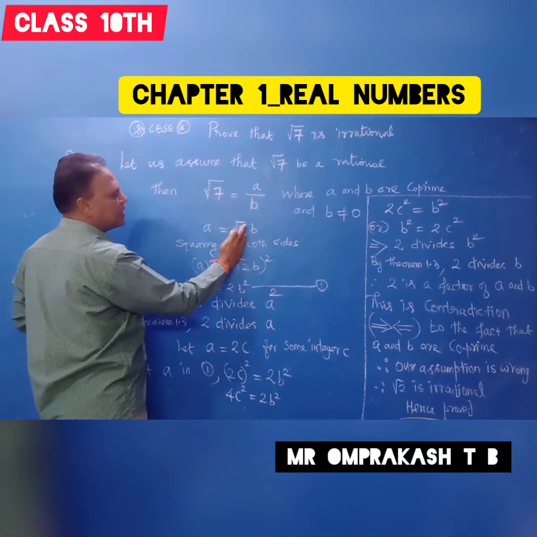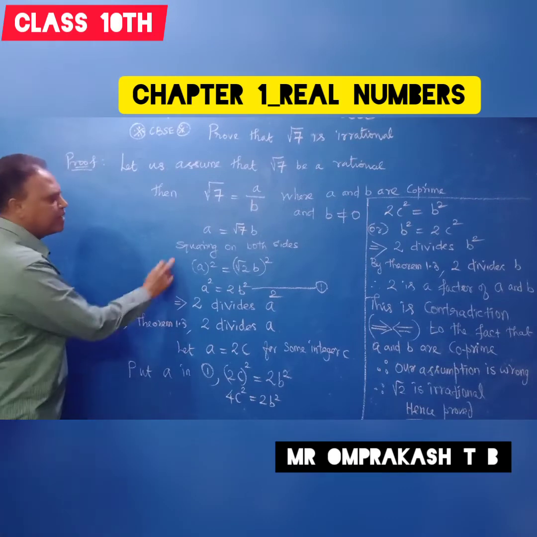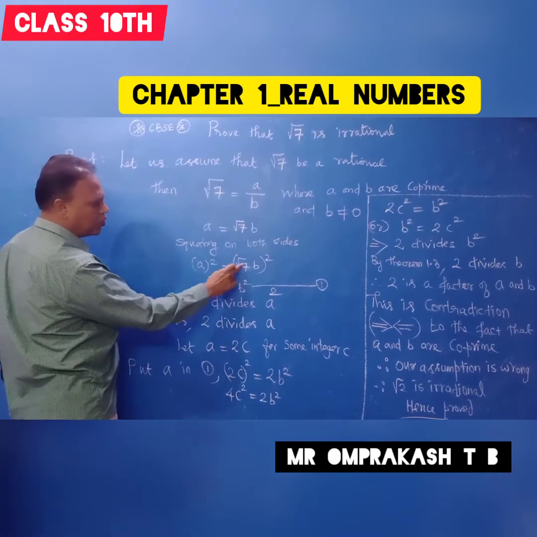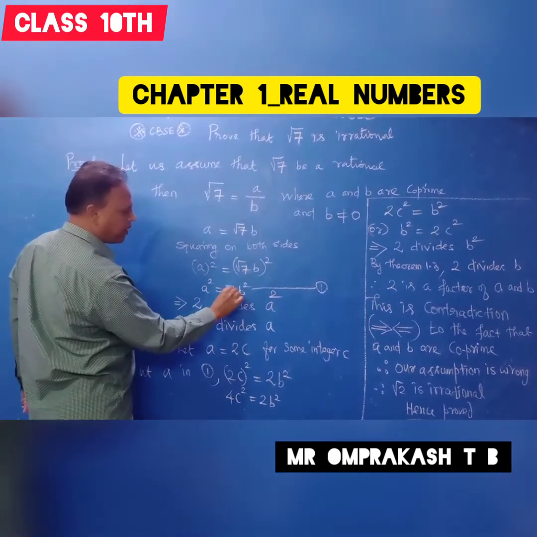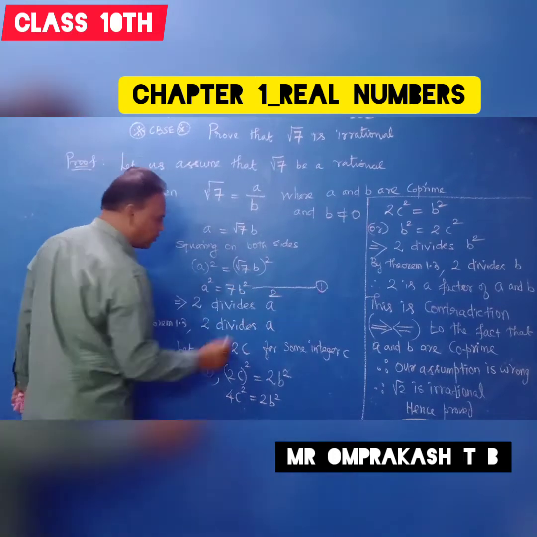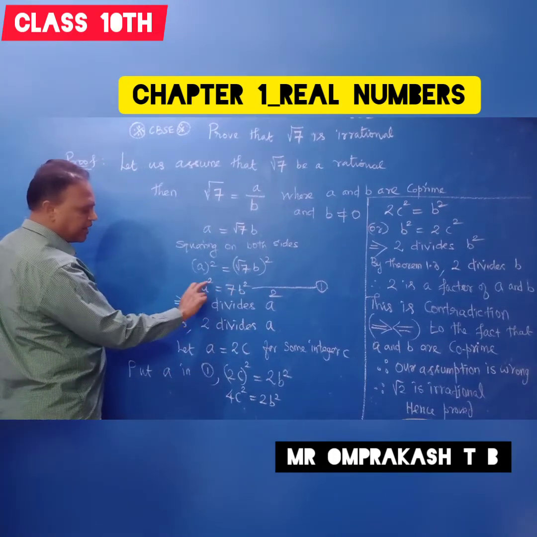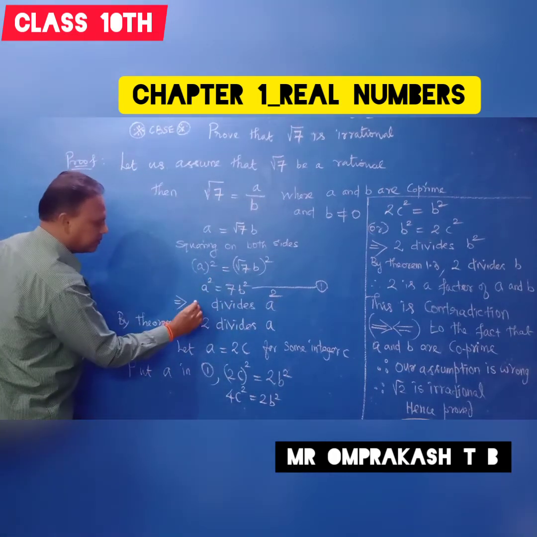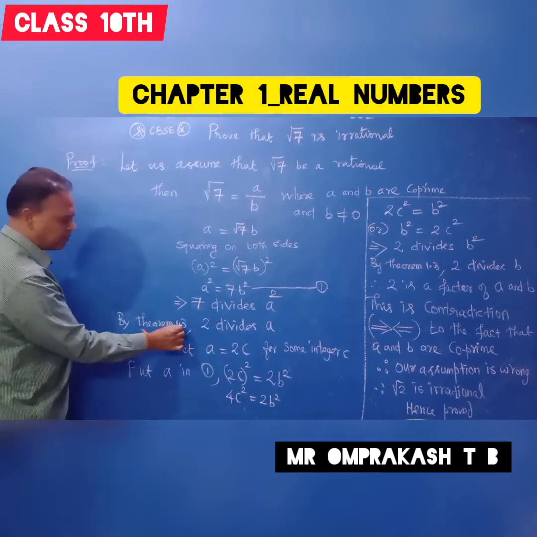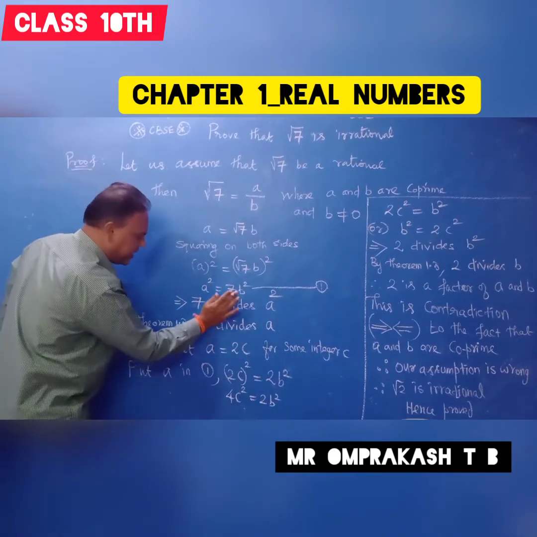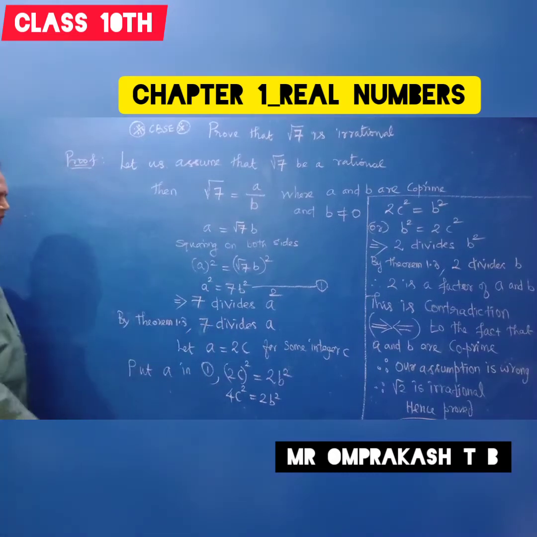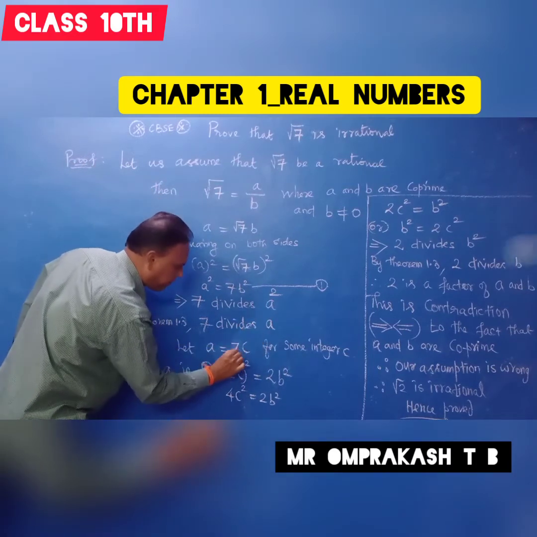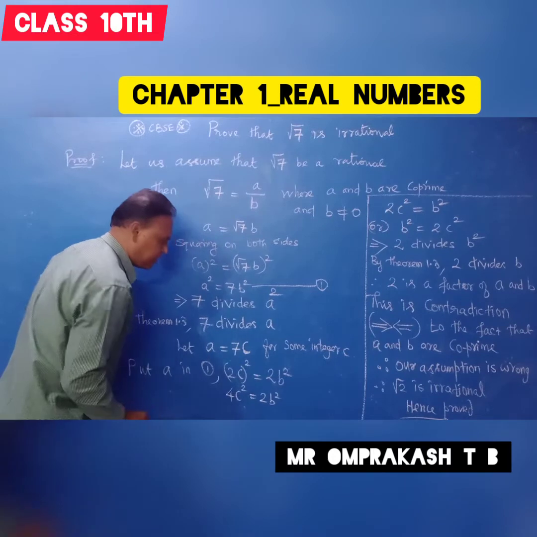Then cross multiply, and you will get a equals root 7 b. Again squaring on both sides, a squared equals 7b squared. Take this as 1. Now 7 is a factor of a squared, so 7 divides a squared. Clear? So by theorem 1.3, 7 divides a also. Let a equal 7c.